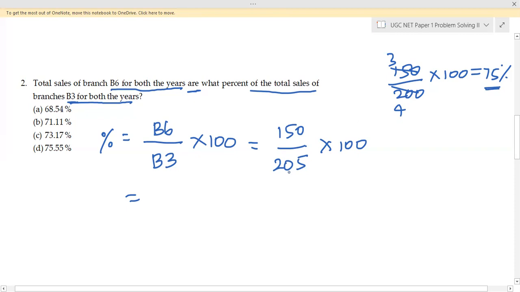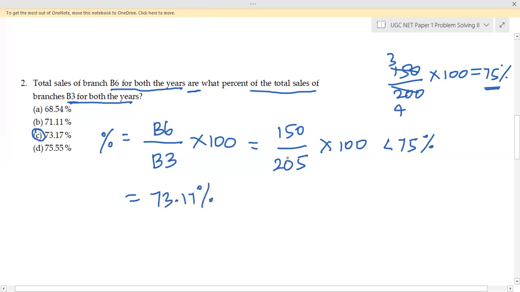But come to our question. Here in the denominator's position, we have the number 205. So this is enough for us to say that our answer must be slightly less than 75. Because for 200, 150 is 75 percentage, but for the number 205, this 150 has to be something less than 75 percentage. Is it or not? So this gives us enough to say option C has to be our answer. We can now very clearly conclude that our answer has to be 73.17 percentage.